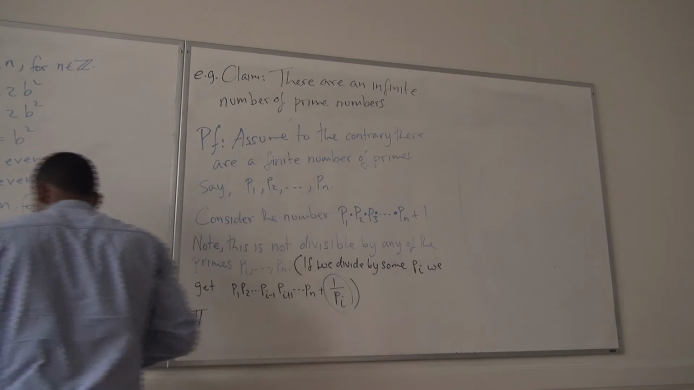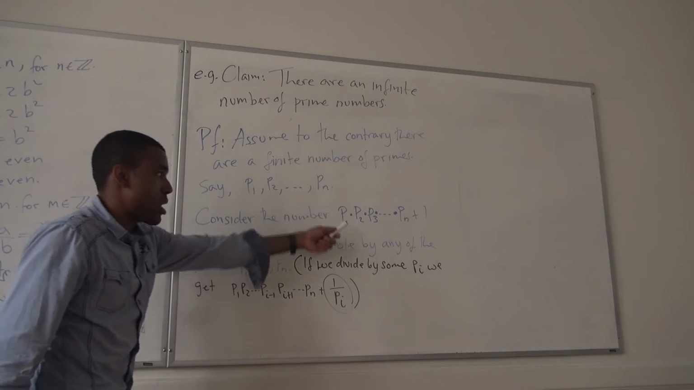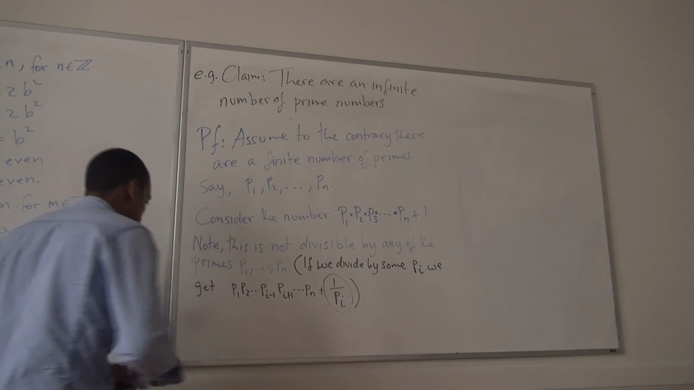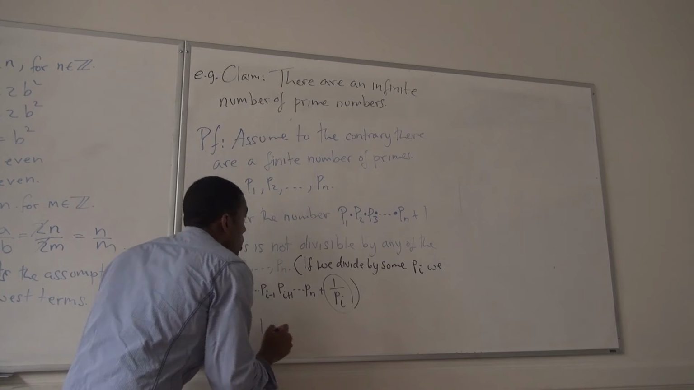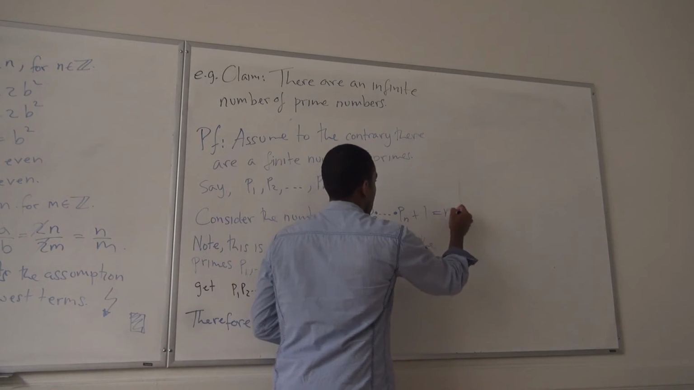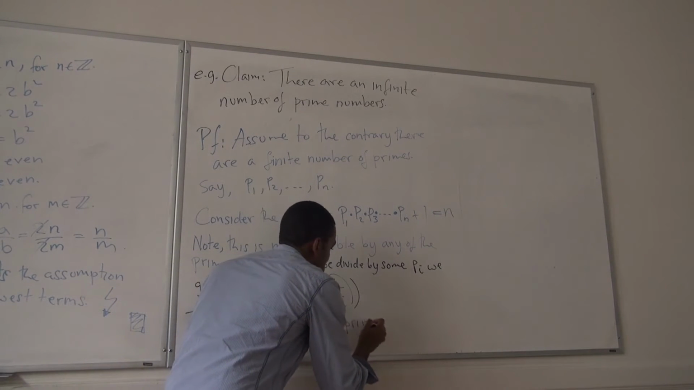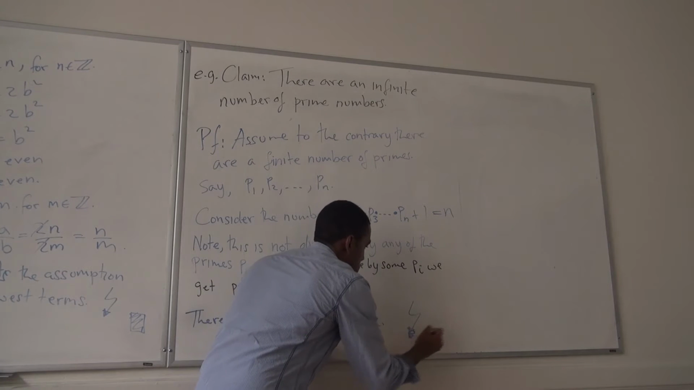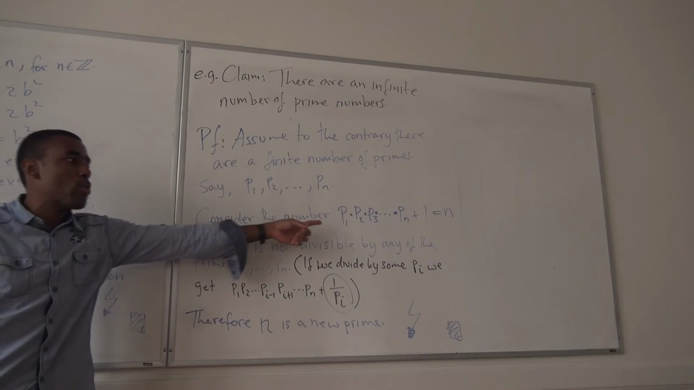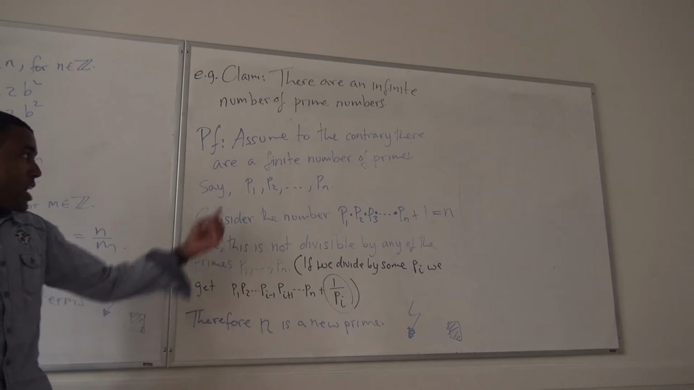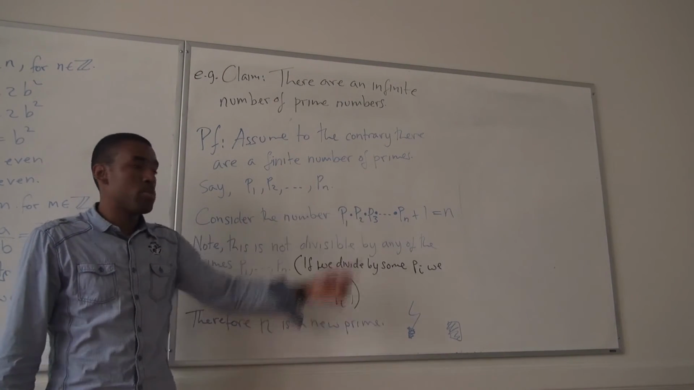Therefore, it's not divisible by any prime number on the list, so it must only be divisible by 1 and itself. Therefore, let me actually just call it n. Therefore, n is a new prime. So basically, if you assume there's a finite number of primes, you'll always be able to find another one. For any finite list of primes, this number will always be a new prime, because none of these guys will be able to divide into it. So it has to be a prime itself.